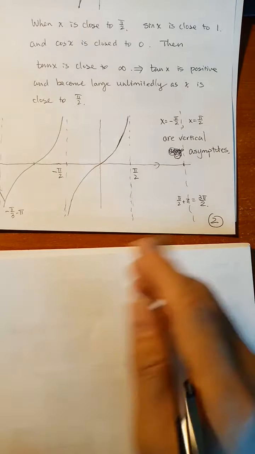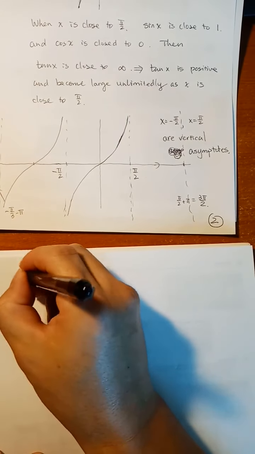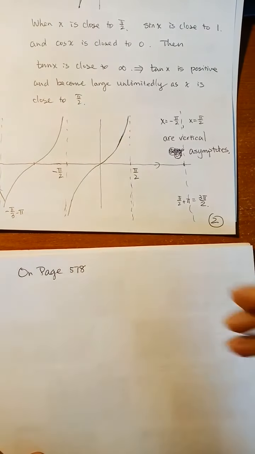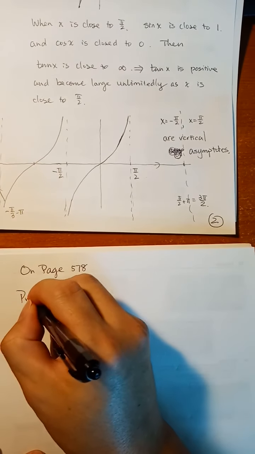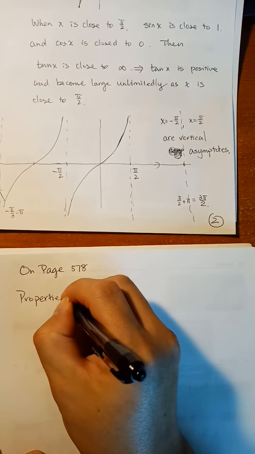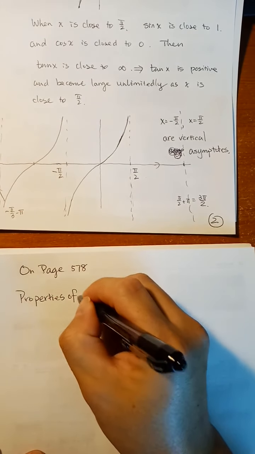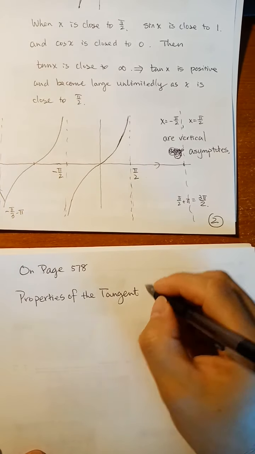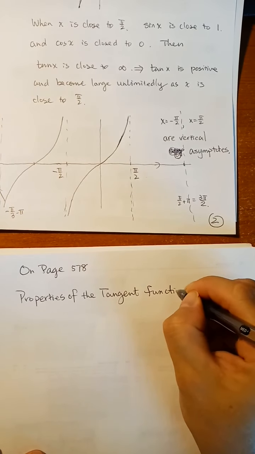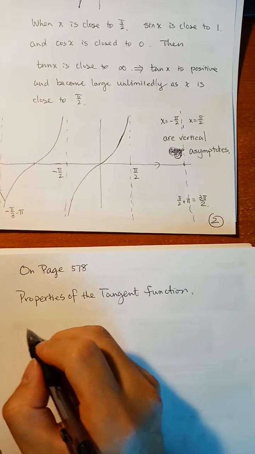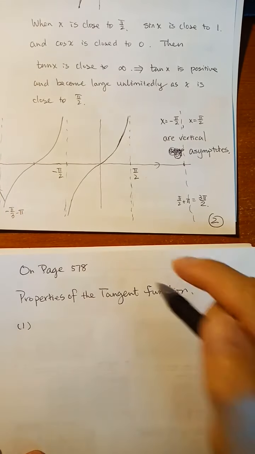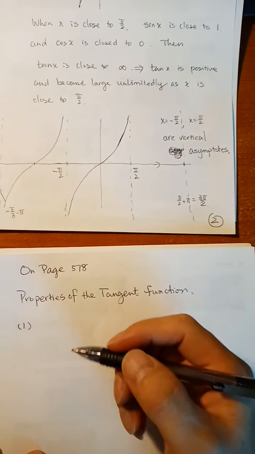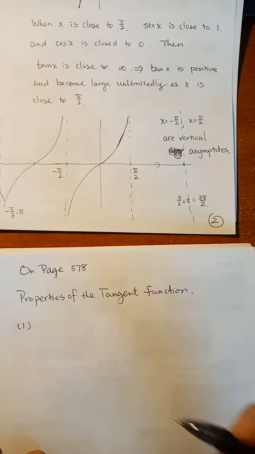Okay, what is the property? This is on page 578, the properties of the tangent function. First, you see here, we always skip those points. So it just means the domain does not contain those points.